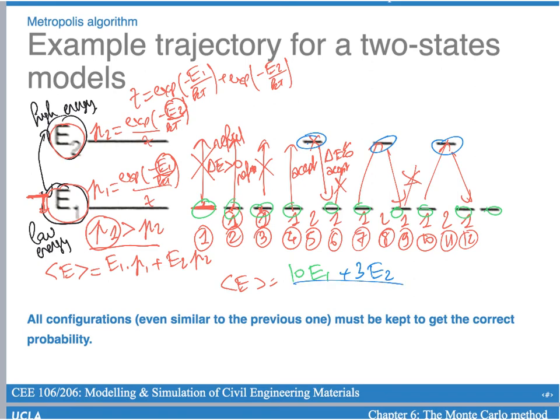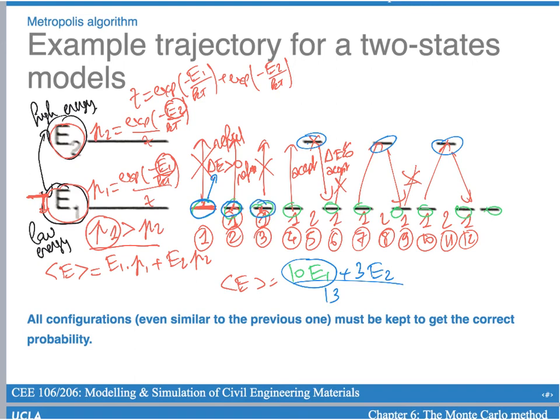And you divide by the total number of Monte Carlo moves that you did, which is in this case 13. So that's going to give you a good representation of the average energy. It's going to be closer to E1 than to E2. And here you see why it's important to keep all the configurations even when you are refusing the move, because if, when you tried to move to 2 and you refuse, here you need to count 1 again and again.